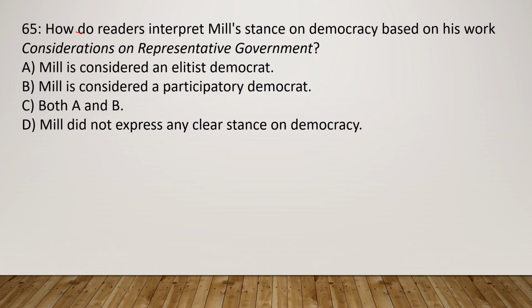How do readers interpret Mill's stance on democracy based on his work, Considerations on Representative Government? Mill is considered as elitist Democrat. This is correct. Mill is considered a participatory Democrat. It is also correct. Both A and B is the correct option. Option C.